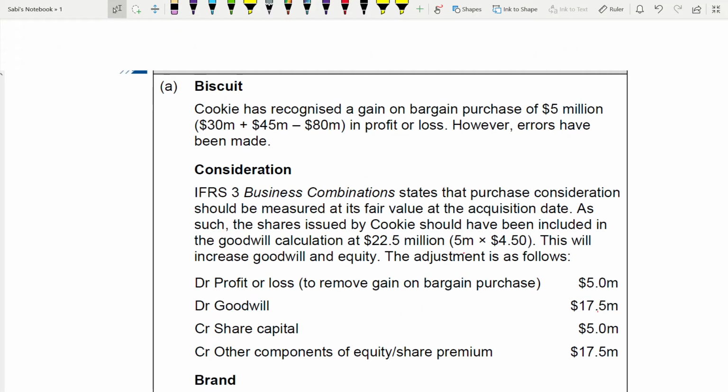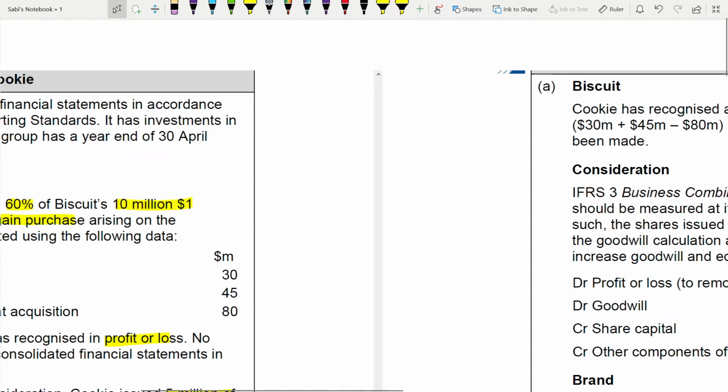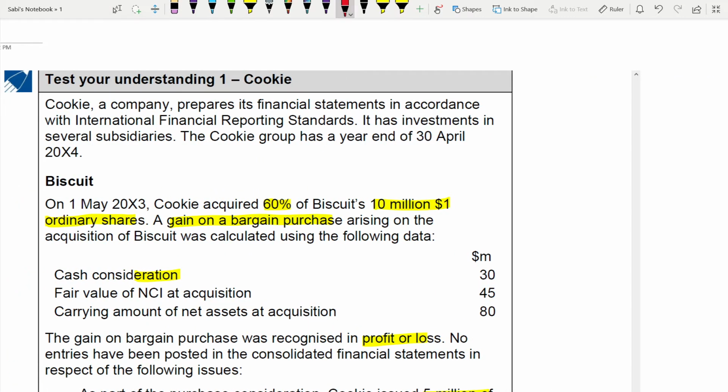Okay. First of all, calculate what is the gain on bargain purchase. They told gain on bargain purchase, so start with it. Calculate. How do you calculate? It is simply cash consideration plus fair value of NCI minus this. So 30 plus 45, add this two, and minus 80. That is the formula to calculate goodwill, right? But if you see, 30 plus 45 is less than net asset, less than 80. That means you are paying less than the amount of the net asset. So it's a gain for you. You have bought this investment at a gain.